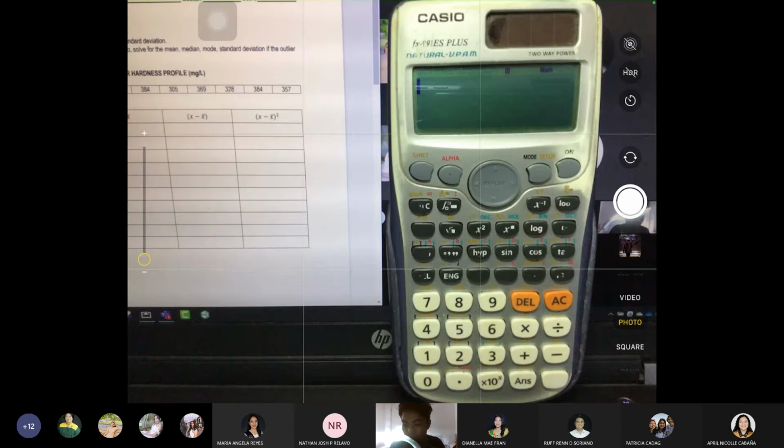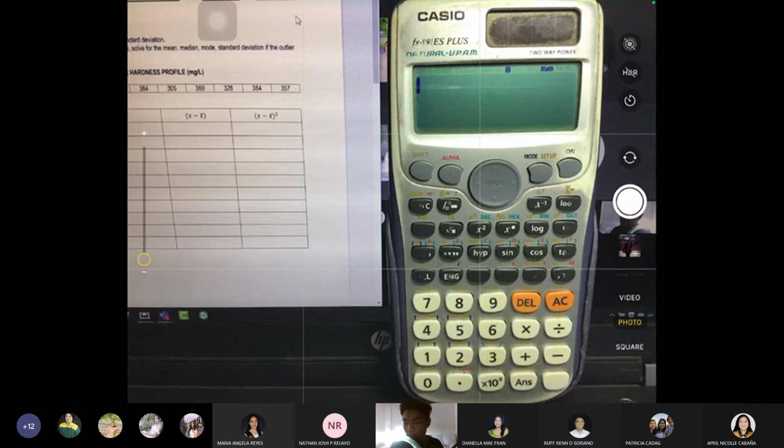Luma na tong calcio na to, no? So kasama ko siya since 2014. Sa hirap at ginhawa, buhay pa rin siya. Okay. Pinapalitan ko lang ng battery sa likod.